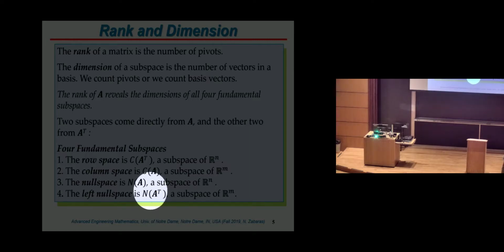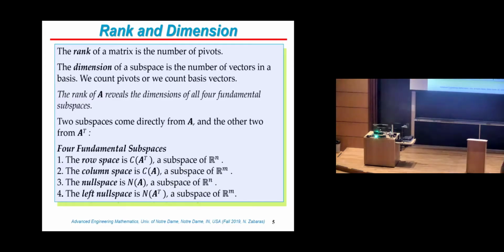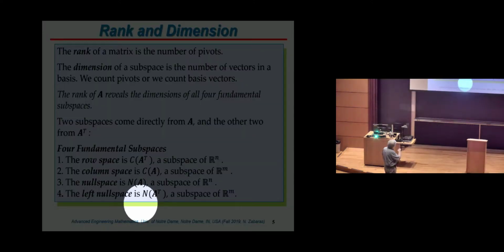And for now, you can think of the null space of A transpose as nothing else but the vectors y such that A transpose y equals 0. Right? That's what null space means. But it's the null space of A transpose. And it is because A is m by n, right? This is n by m. So the left null space is a subspace of Rm.